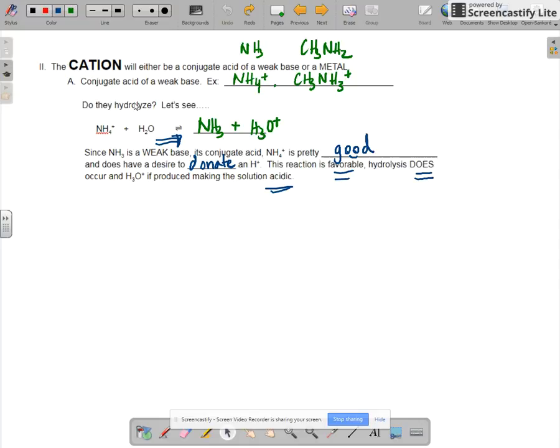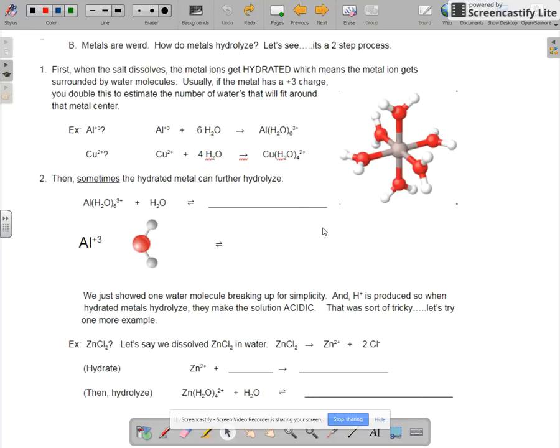Okay, so for the cation, it's either going to be the conjugate acid of a weak base. We talked about those examples, and those are going to make the solution acidic, or it's going to be a metal. And metals are pretty darn common cations. So that's the last thing we're going to talk about.